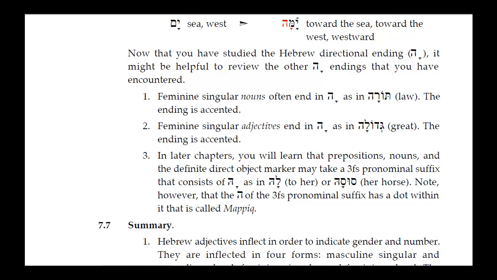So basically, the main two things you need to know here are the attributive use of the adjective, which agrees with the noun in gender, number, and definiteness, and the predicate use, which agrees with the noun it's modifying in gender and number, and not definiteness.